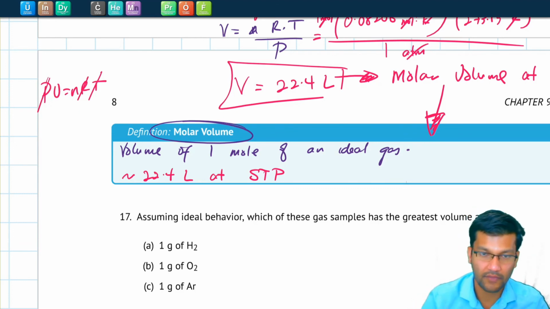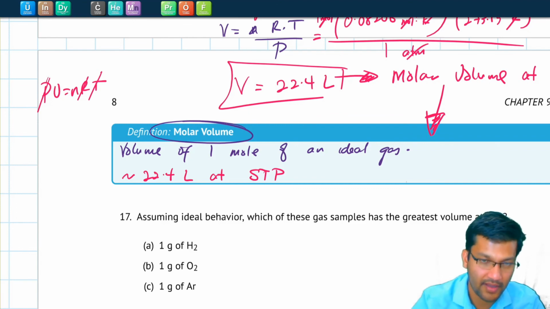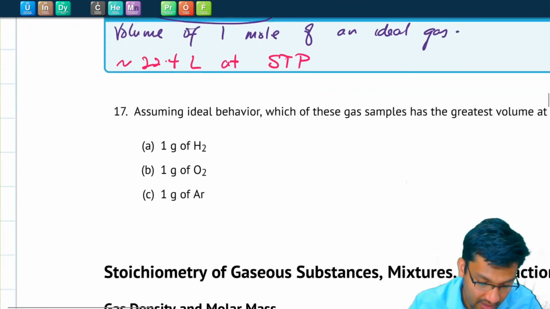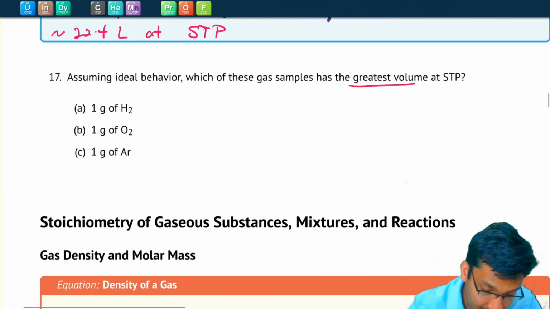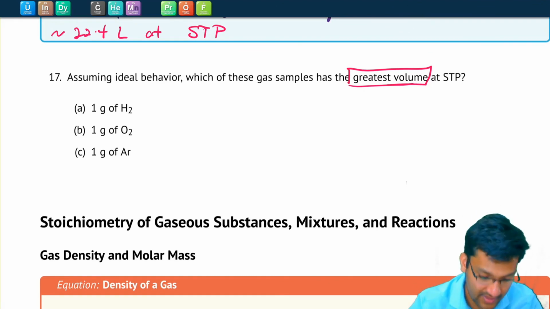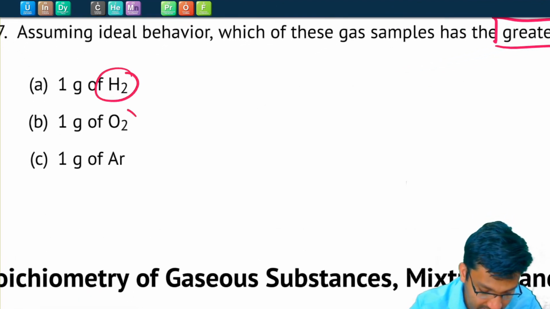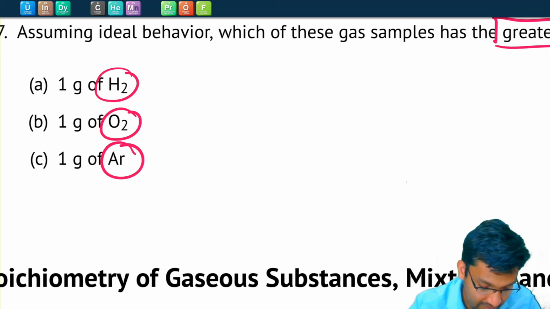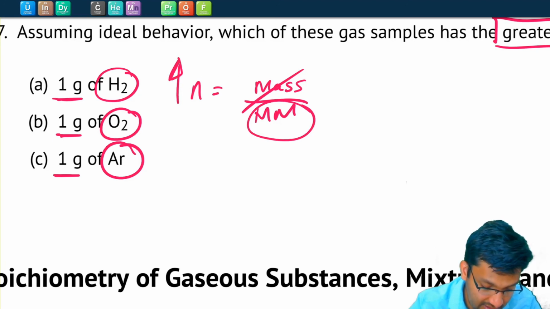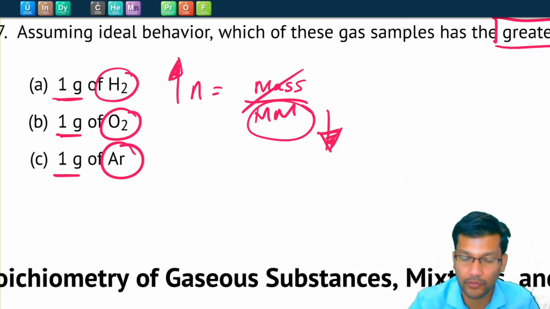Number of moles go up, volume goes up, number of moles go down, volume goes down. And at standard temperature and pressure, 1 mole of gas should have 22.4 liters. So if we want the greatest volume, we should look for the one with the greatest number of moles, right? And if we look at each of these gas molecules, we find that they have the same mass, right? So number of moles is mass divided by the molar mass. So if mass is the same, then to get the largest number of moles, we need the smallest molar mass. We need the lightest, if you will, gas.